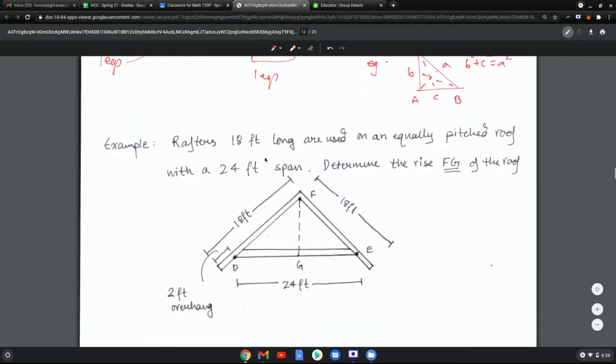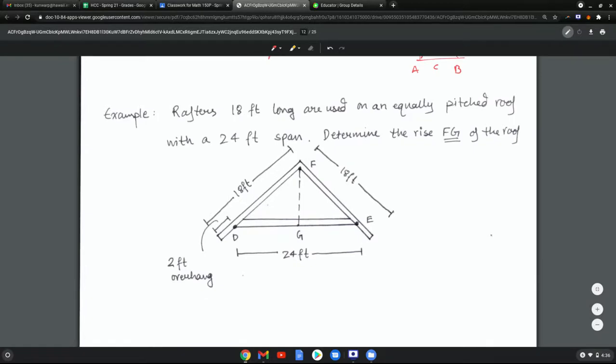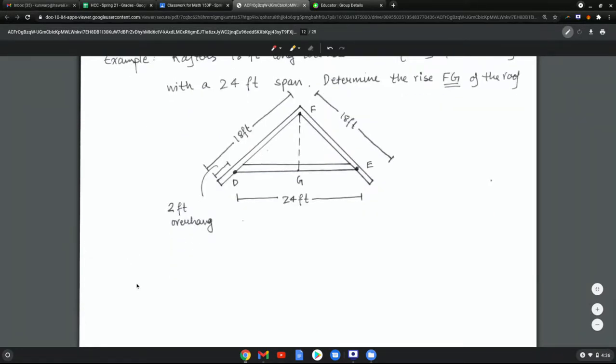Here's an example problem. There are rafters which are 18 feet long and they are on an equally pitched roof and they have a span of 24 feet. We have to determine the rise of the roof, which in this diagram is FG. So let's convert this into a diagram here. So what I have here is this is F and this is D and this is E. Now I'm just considering the triangle.